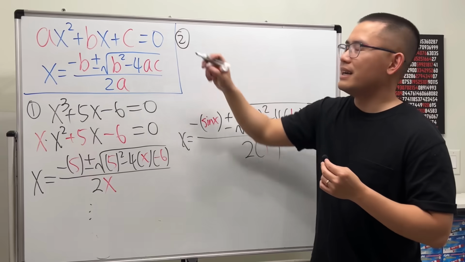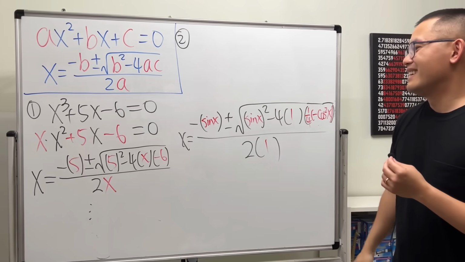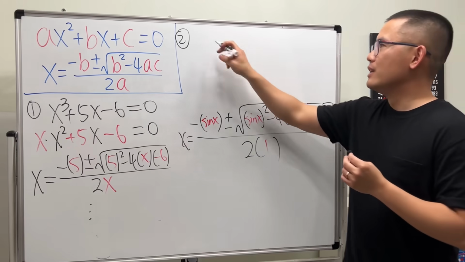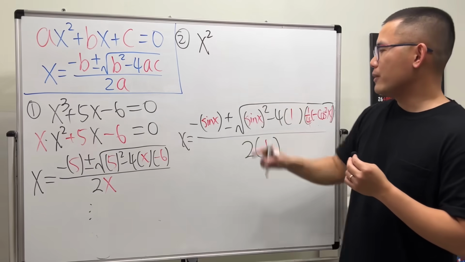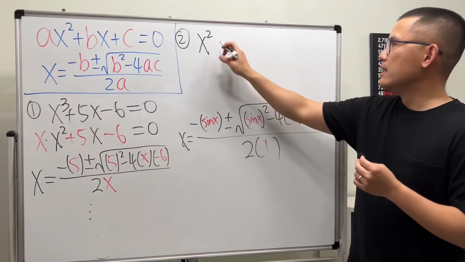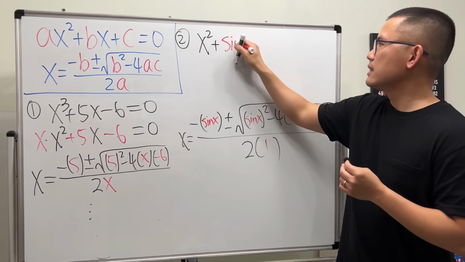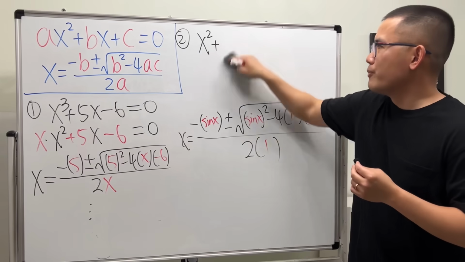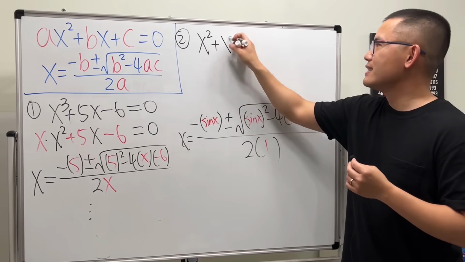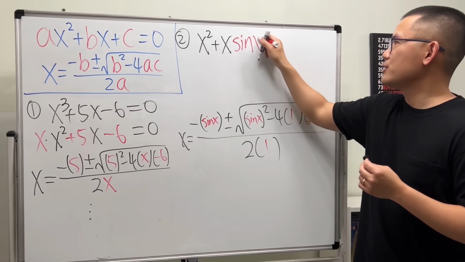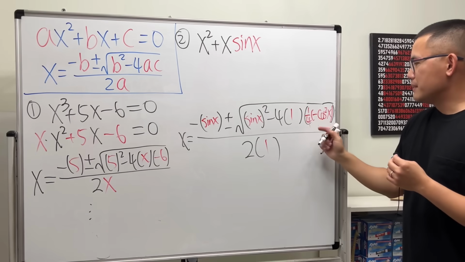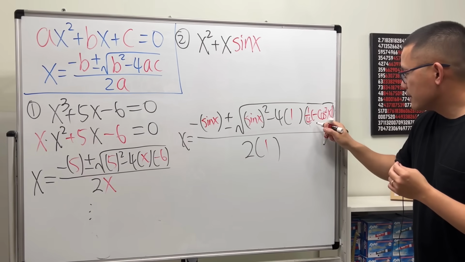This is my second creation. I have this for you guys. a is 1, so it's just x squared. But now b is sine x, so plus sine x times x. And this doesn't really look that nice, so I like to put down the x first. Much better. And then we are going to have c. This part right here is c.